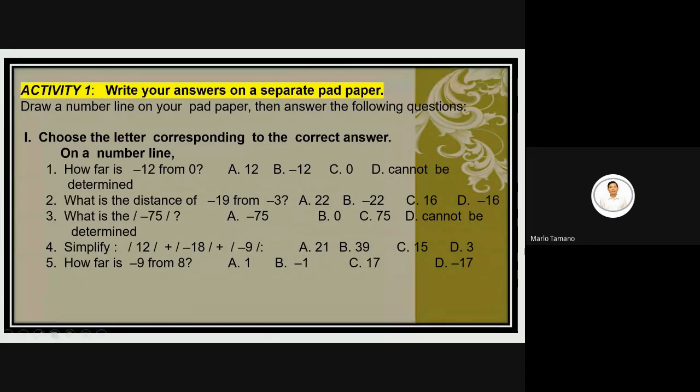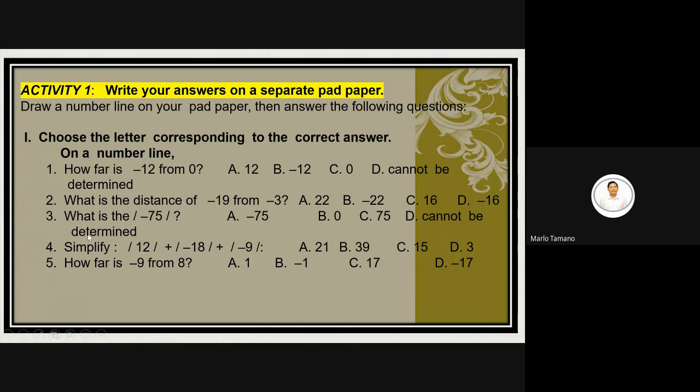Ang tagal, akala mo pagkahirap-hirap, ano? What is the distance or what is the absolute value of negative 75? Ano sagot? Is it A, B, C, D? C po. Huwag kayo matakot. Bakit ba natakot kayo? Kasasabi ko lang, no? Walang negative distance maliban kung merong negative sa labas ng absolute value. Okay po? Number 4, simplify.